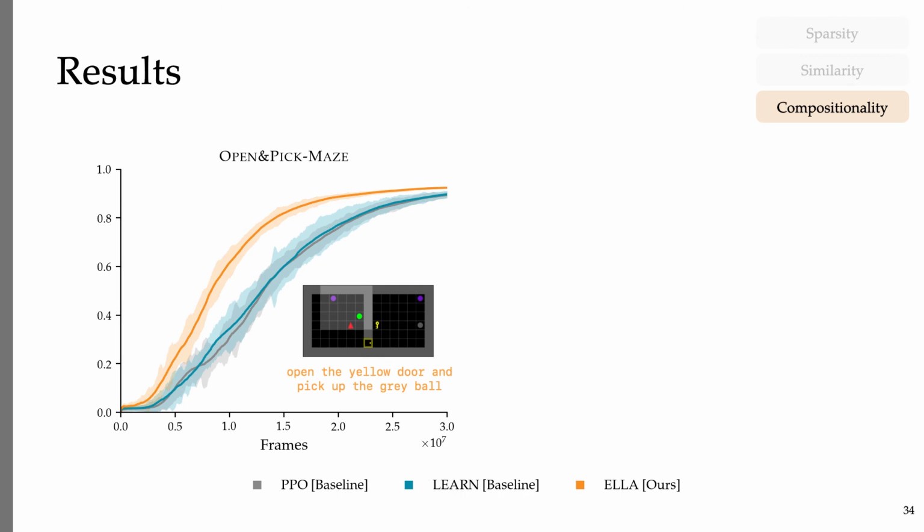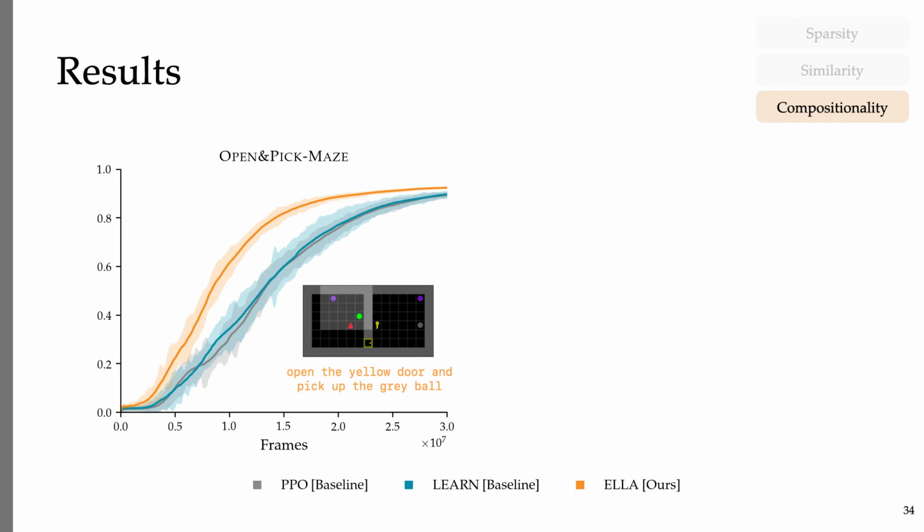We also test Ella on compositional high-level instructions. The open and pick tasks require opening a door and picking up an object. Here we have two low-level instruction families that relate to opening doors and going to objects. The relevance classifier becomes harder to learn in this case with more compositional instructions, but we still see a boost in sample efficiency.